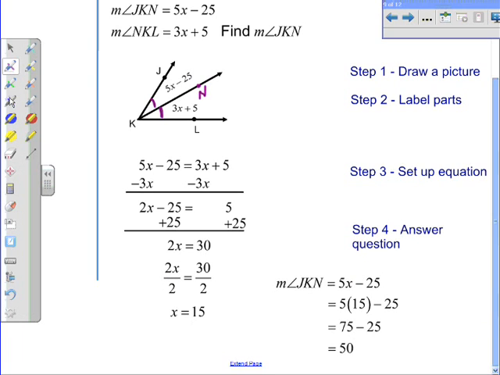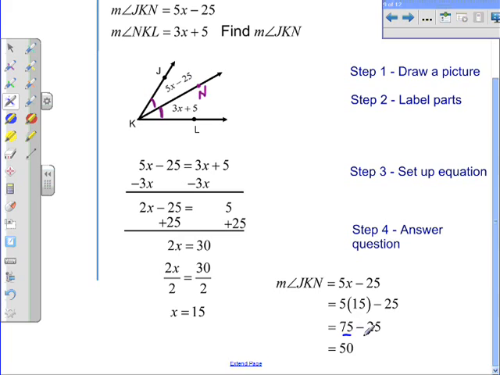And that's great. And you guys know what's coming next. We've done our work here. We solved for x. That's great. But step 4, let's answer the question. The question asks us to find the measure of angle JKN. So I need to take our value for x and plug it into the measure of angle JKN, which was 5x minus 25. So plug in 15 for x.